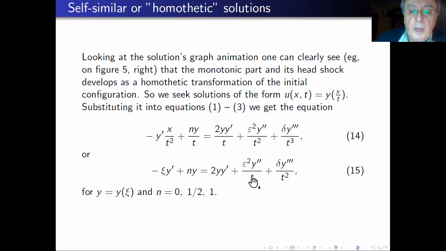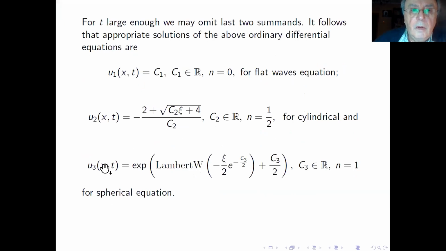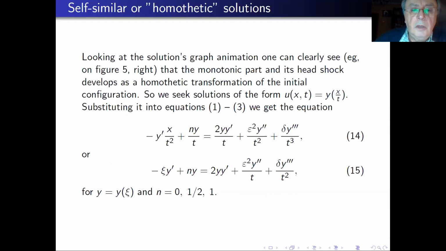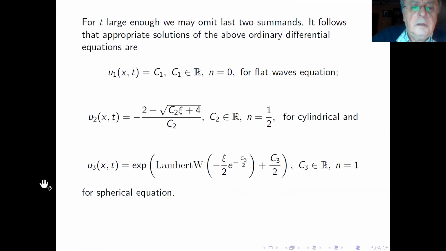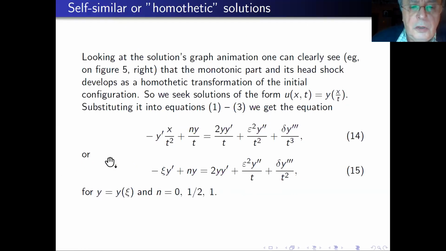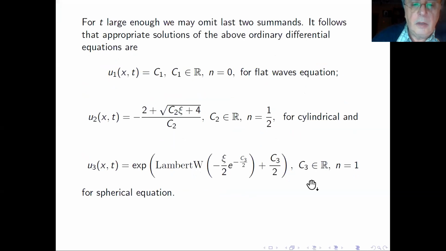But for t large enough, you can omit the last two terms. Then the equation, which corresponds to, well, how to call it, the Riemann equation for the cylindrical and spherical waves, is solved, and you obtain such a solution for these ordinary differential equations. Of course, it includes constants which are to be found.